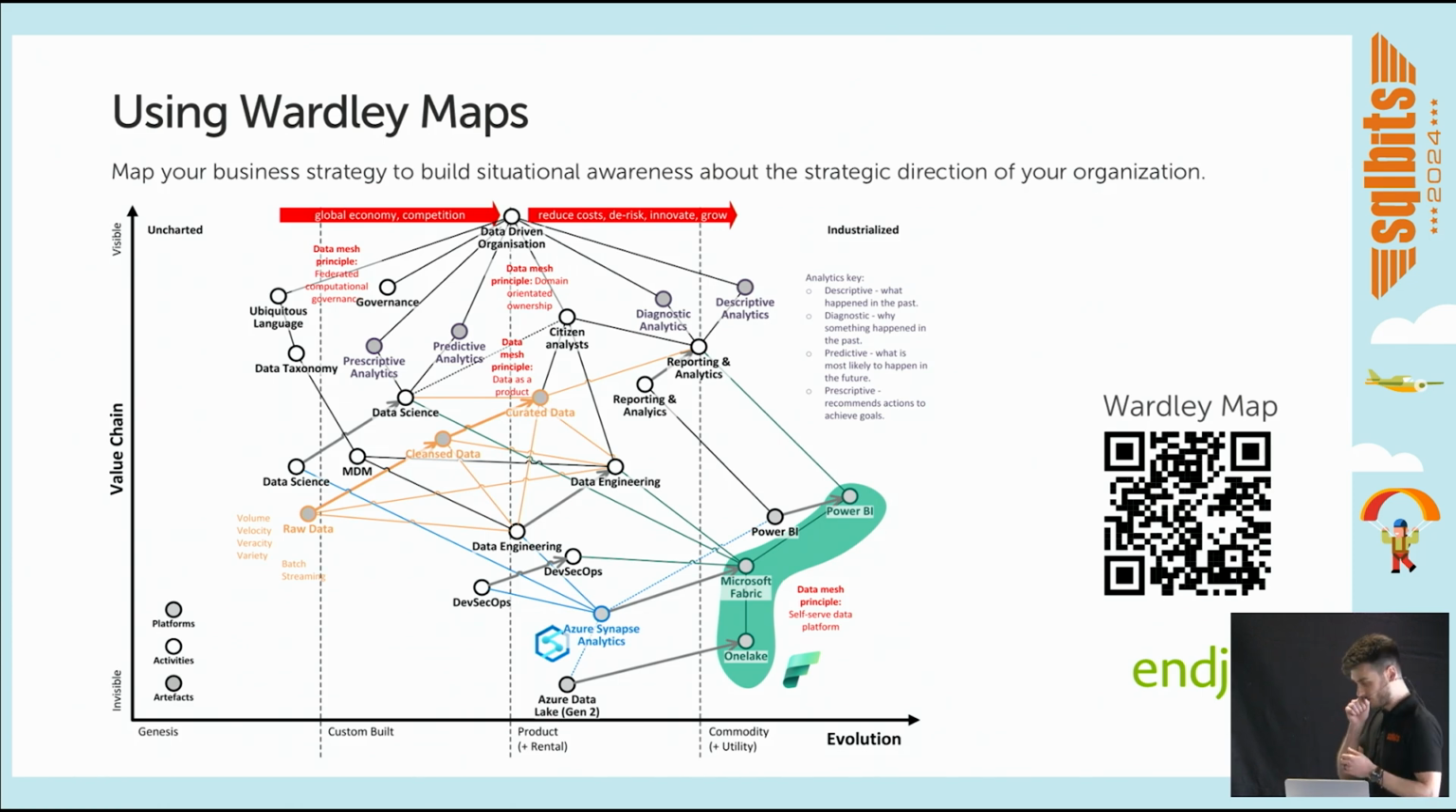So in this instance, what we've done is we've mapped the evolution of Azure Synapse to Microsoft Fabric. Most of you will be aware that that is essentially the evolution that Microsoft's been pushing. We have two axes: the evolution axis and the value chain. The higher up you go on the value chain, the more visible the component is to the end user. And the evolution is how much commoditization has been applied to each component.